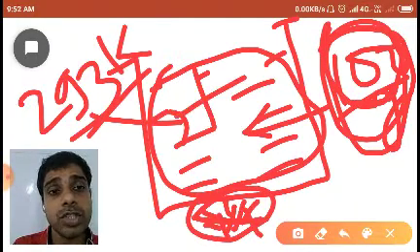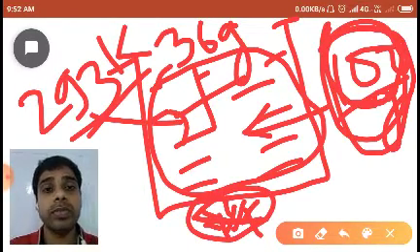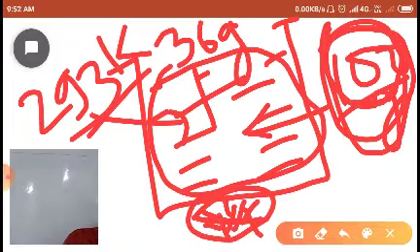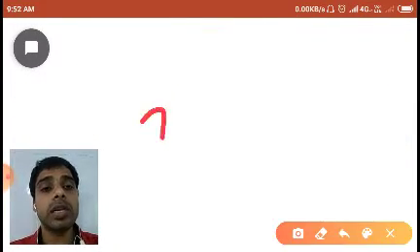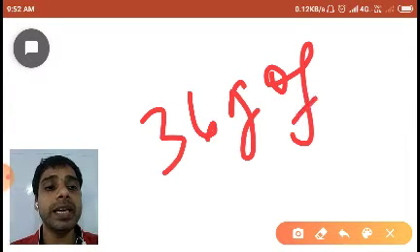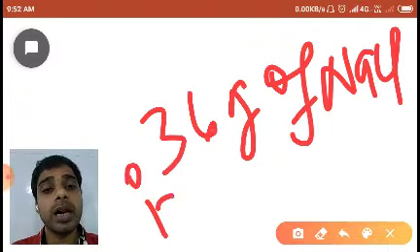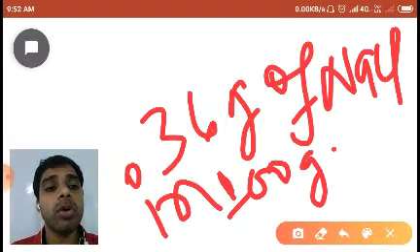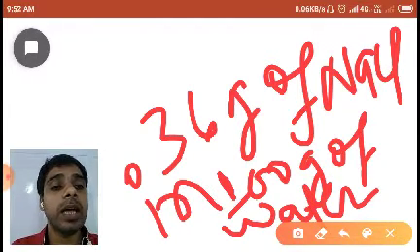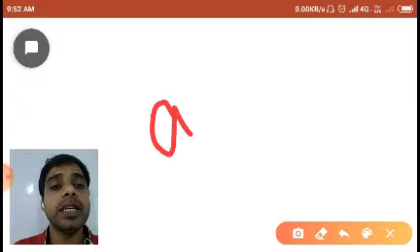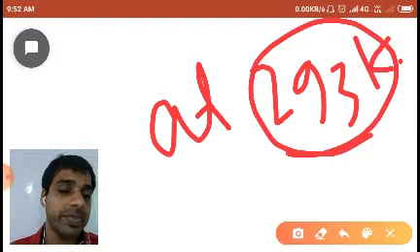It can dissolve 36 gram of solute. And 36 gram of which solute? Common salt, NaCl. 36 gram of NaCl can be dissolved in 100 gram of water at 293 Kelvin. Yes, you can see this one is very important.